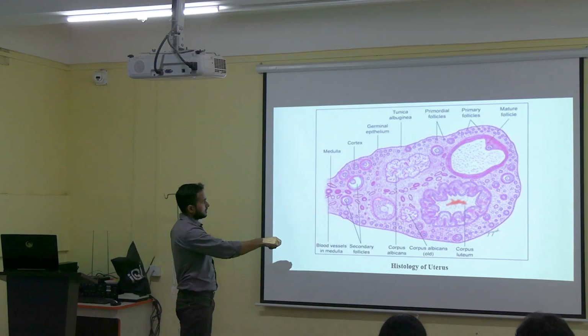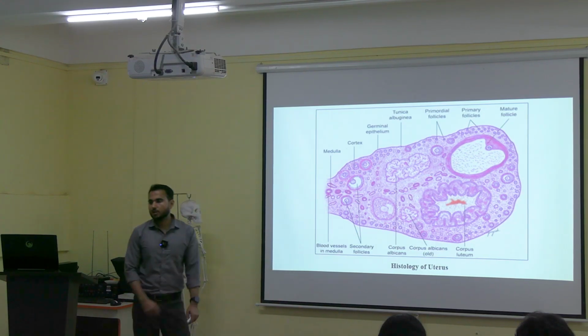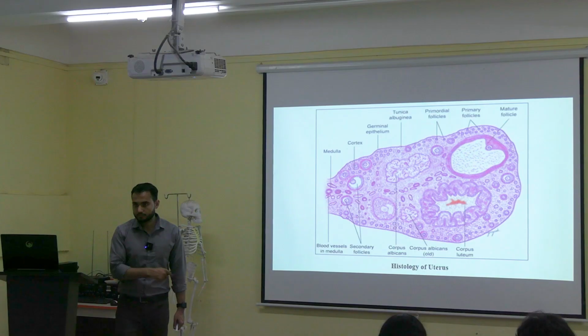Next, here you are getting the medulla. Here we are getting the medulla. So in the medulla, what can you see? Mainly blood vessels, nerves, lymphatics, smooth muscle cells, all these are present in the medulla.